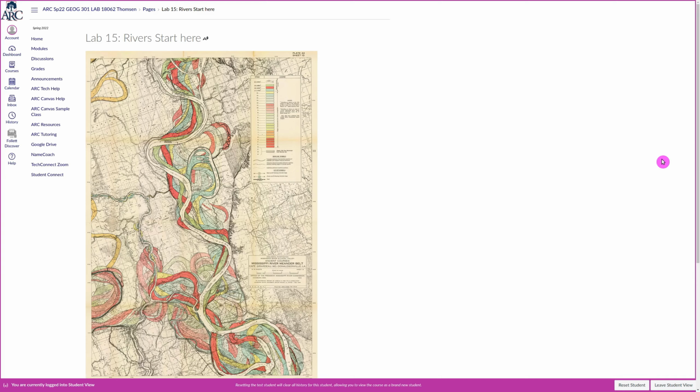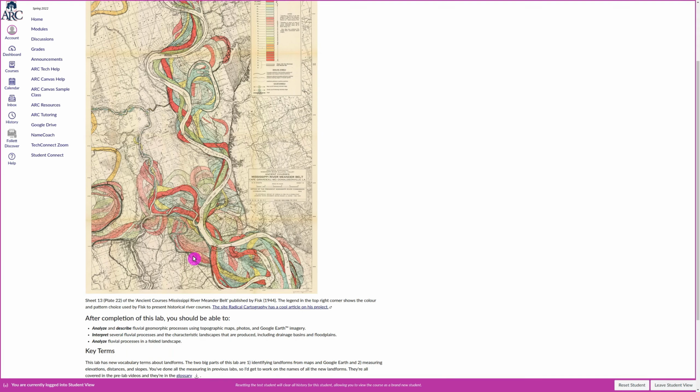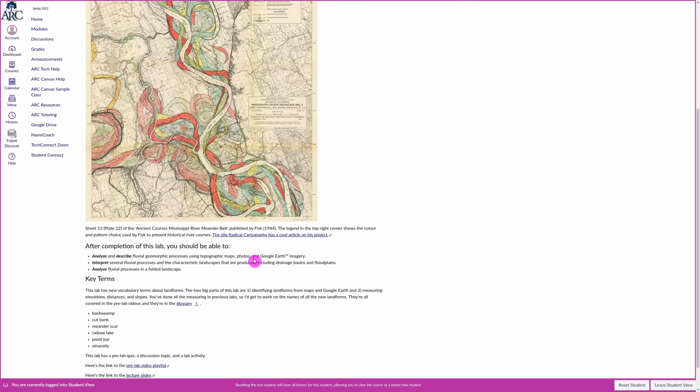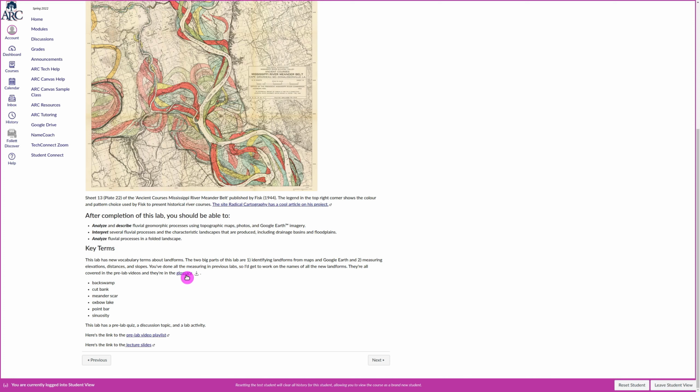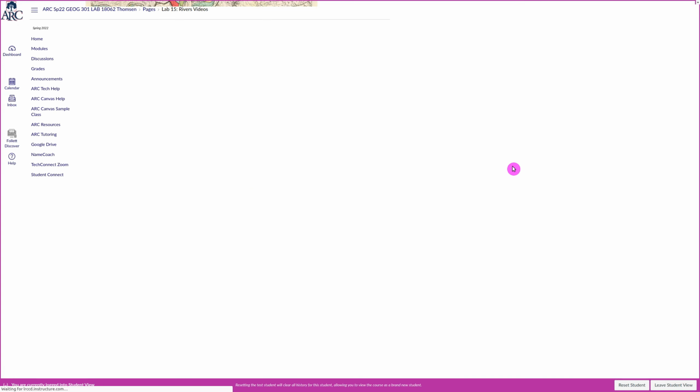So let's go through Lab 15 and see what it is that you're supposed to do. Okay, here's the start page for rivers. Here's one of the Fisk diagrams. I included a link; the site Radical Cartography had a really cool article on the project. I also included a link to the glossary and some of the key terms that you need to know. This lab has a pre-lab quiz, a discussion topic, and a lab activity.